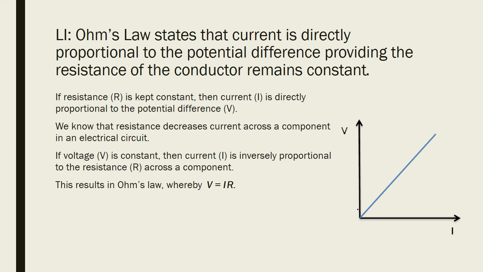So if we increase the potential difference, right? Remember, the potential difference is the change in potential energy per unit charge between 2 points in the circuit. So if we increase the voltage, the potential difference, then current will increase directly proportional. So as we increase voltage, we increase current. We increase the energy given to the electrons, so the rate at which they flow is going to increase. This is all assuming that resistance is constant.